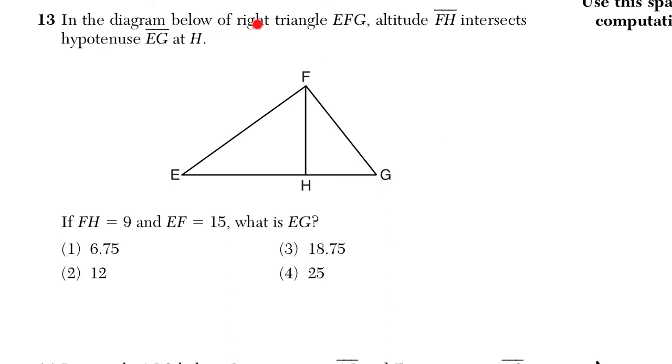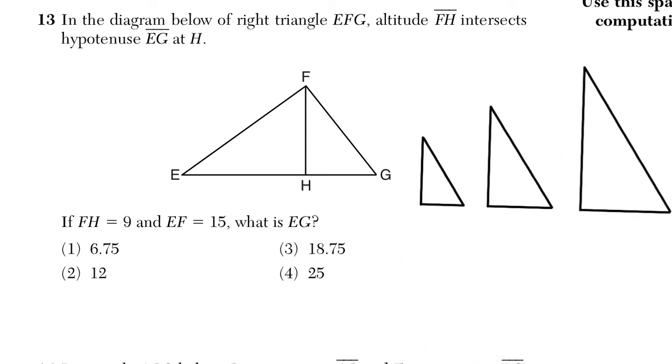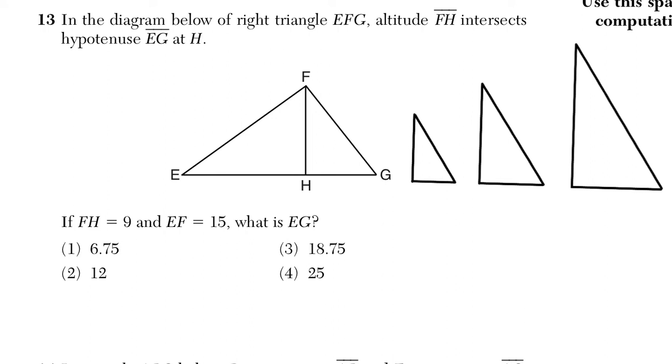Question number 13. In the diagram below, right triangle EFG, we've got altitude FH intersecting the hypotenuse EG right here at H. Let's go ahead and mark up the diagram, but before I do that, I want to recognize a few things. I can see that we've got 3 overlapping similar triangles. We've got the small triangle, we've got the medium triangle, and then we've got this overall large triangle.